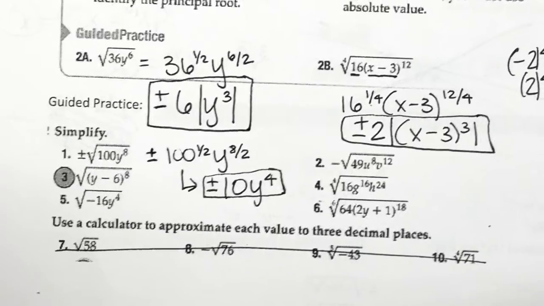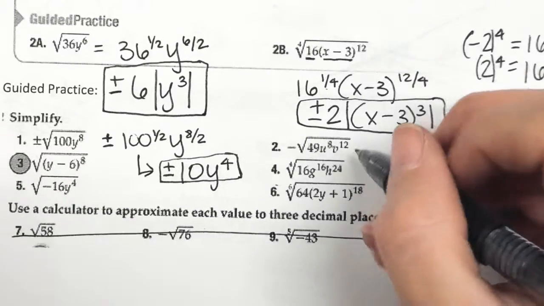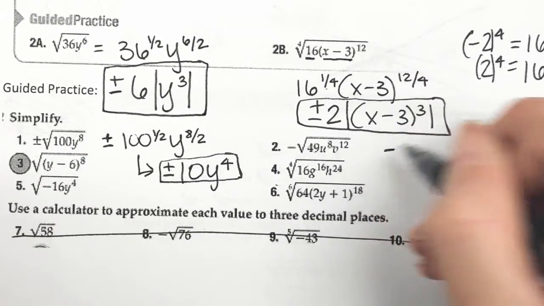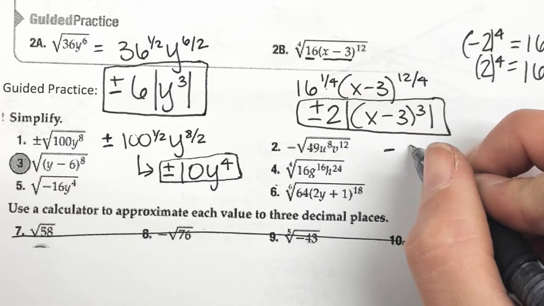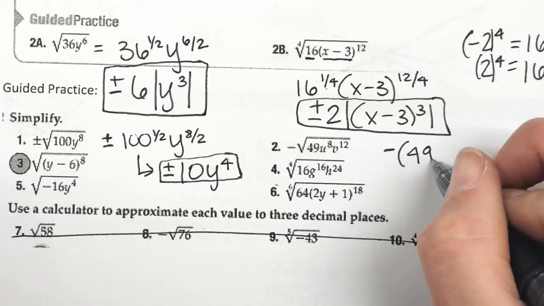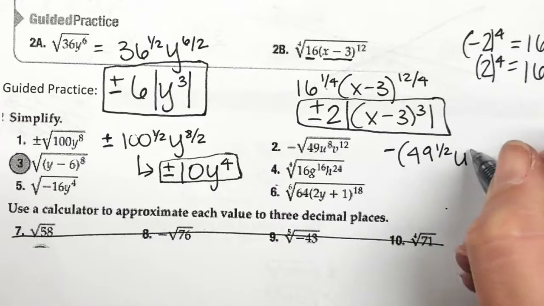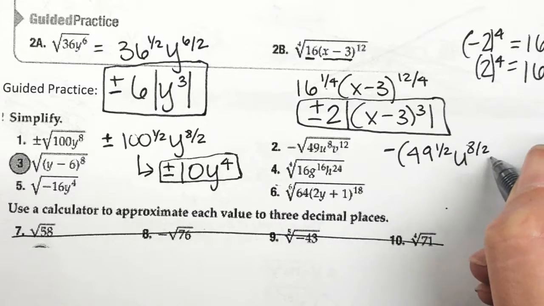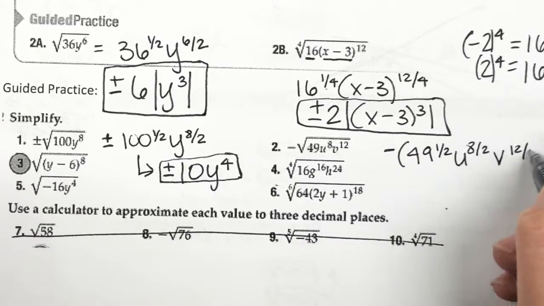Alright, number 2. They already have the sign for us, so we don't have to worry about that. Just bring over the negative. And this will be 49 raised to the what power? And u raised to the what power? And v raised to the what power? Perfect.